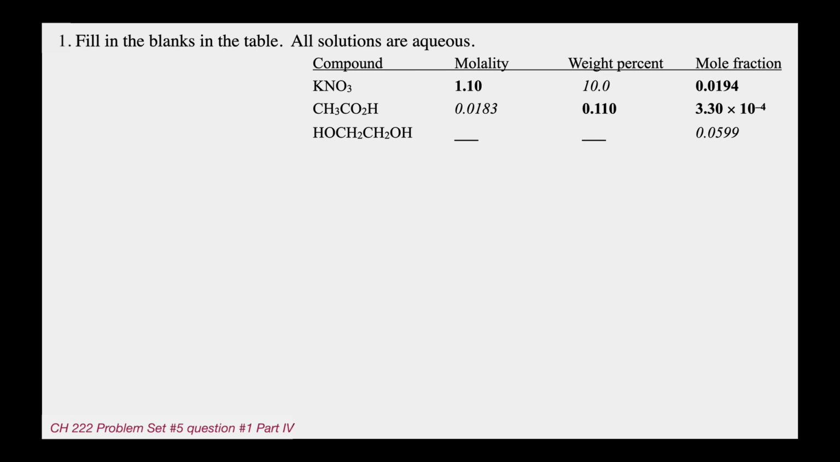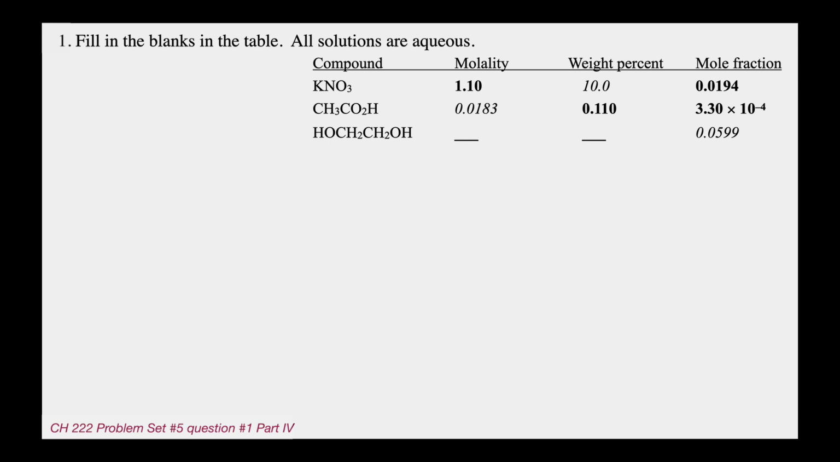So again, there I filled in those two numbers, and we're going to look now at the last example, which is with HOCH2CH2OH. This compound is called ethylene glycol. It's a diol, and we're starting on this one with mole fraction, 0.0599.